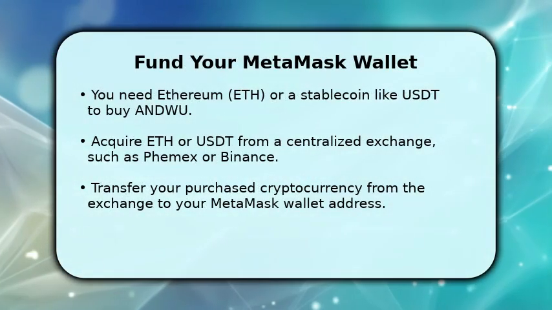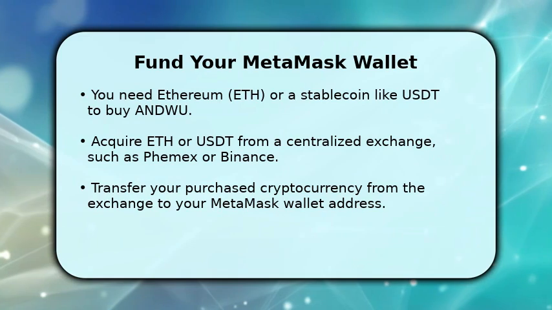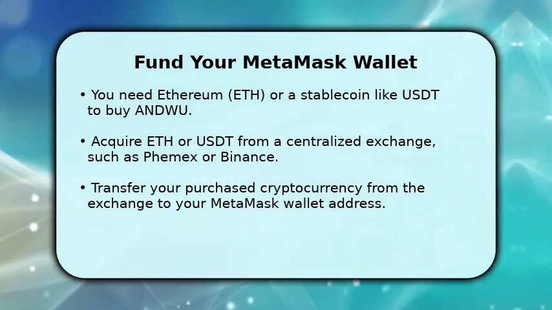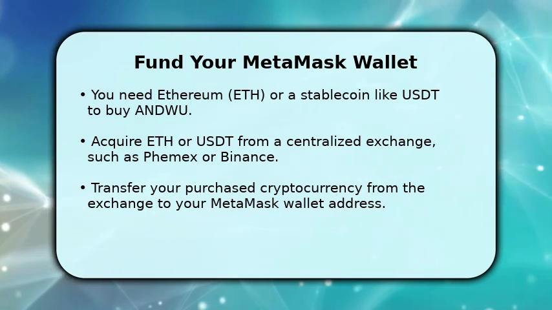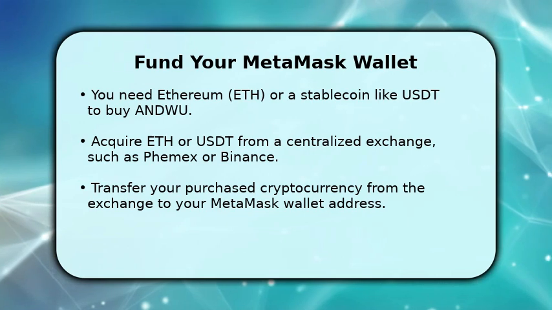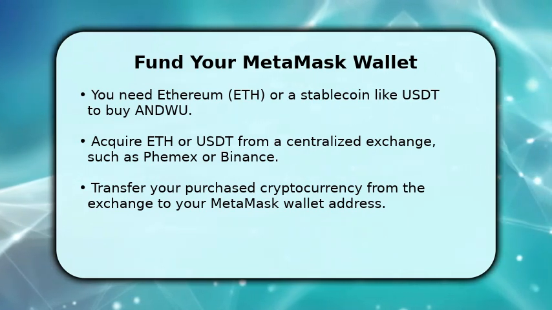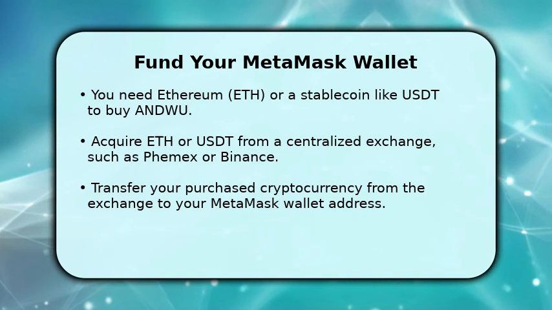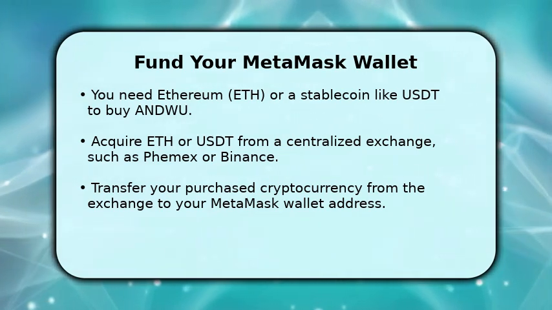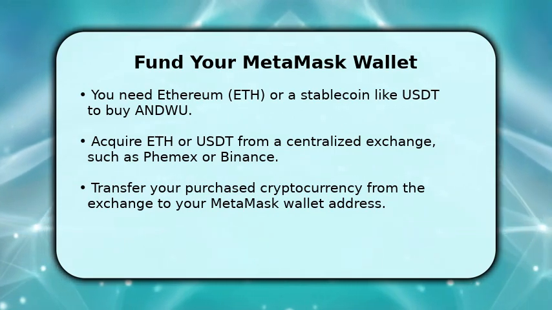Before you can buy ANWU, your MetaMask wallet needs to be funded. You'll typically need Ethereum, or a stablecoin like USD, as the base currency for the swap. Purchase your chosen cryptocurrency from a trusted exchange, then carefully transfer it to your MetaMask wallet address. Always double-check the network and address to avoid any loss of funds.